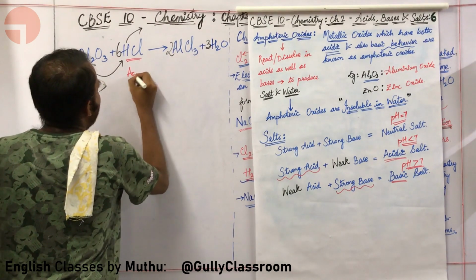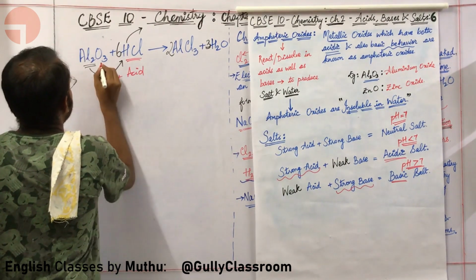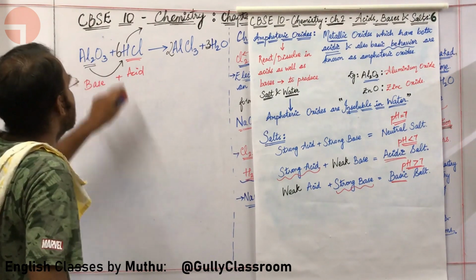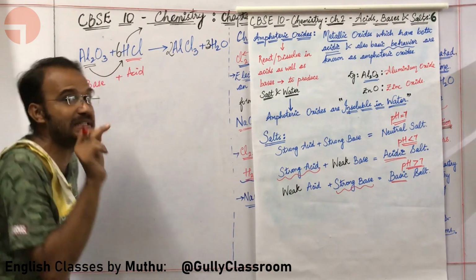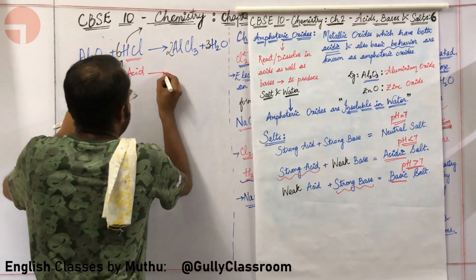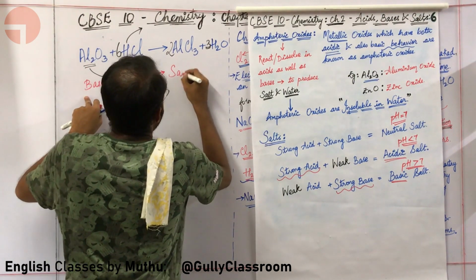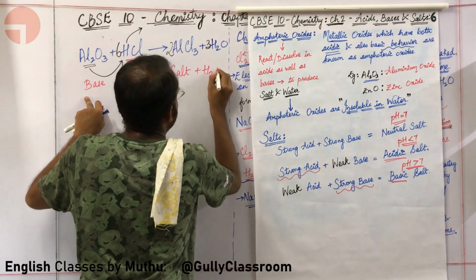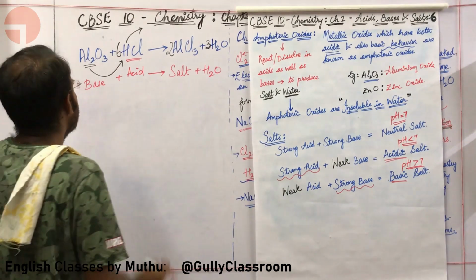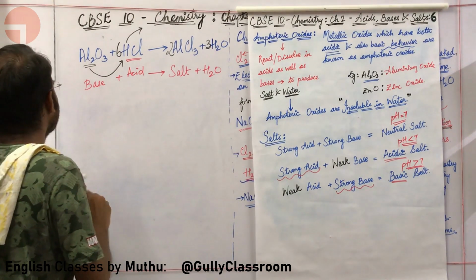What is happening here? Here an acid is combining with aluminium oxide which is behaving as a base. Here hydrochloric acid is combining with aluminium oxide which is behaving as a base, and it is giving me salt plus water. Sir, this is just like a neutralization reaction. Okay sir, now continue further.